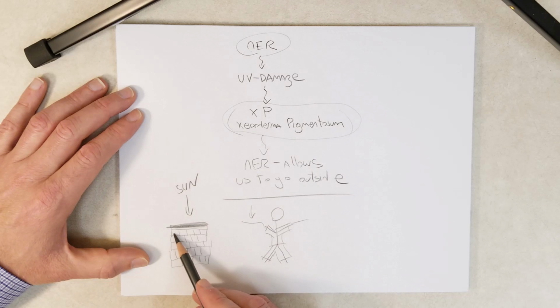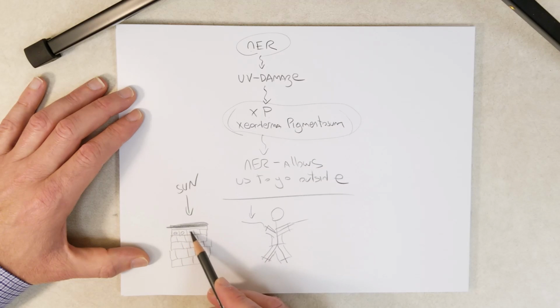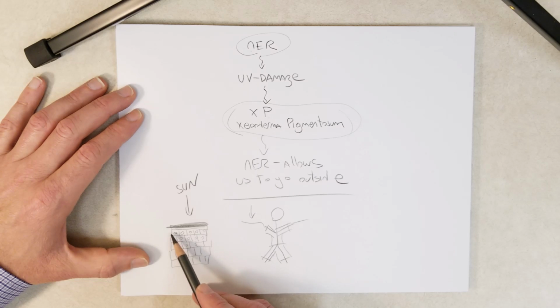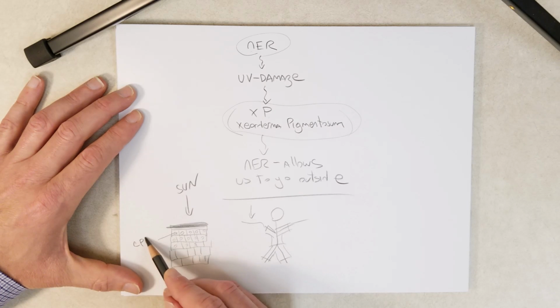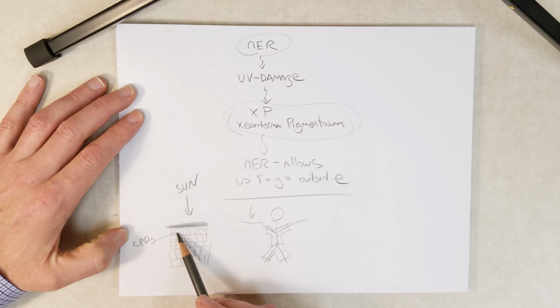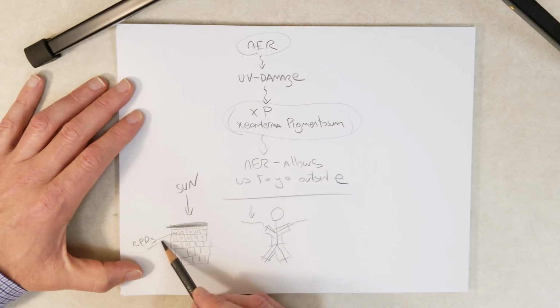Now, each of these cells has our genome, and these are the nuclei. How many CPDs are forming per hour in each cell? Is it one? Is it hundreds? Is it thousands? I've always been curious about that.